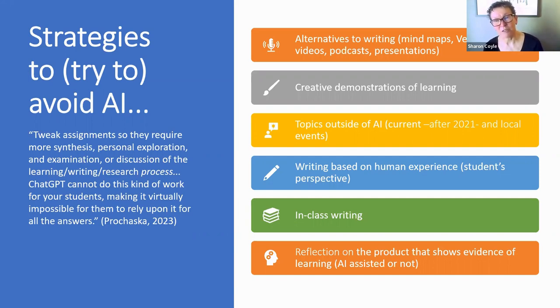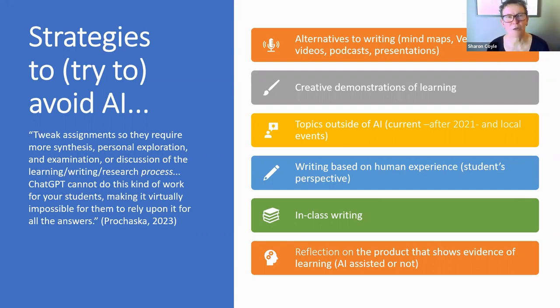This one I think will work. Use topics outside of artificial intelligence. So currently, for example, ChatGPT was only trained up till 2021. So anything that's happened in the world since 2021, it doesn't know anything about. So if you ask questions about recent events, from 2021 up, it doesn't know. And then your students will have to do it until the next chatbot comes out.